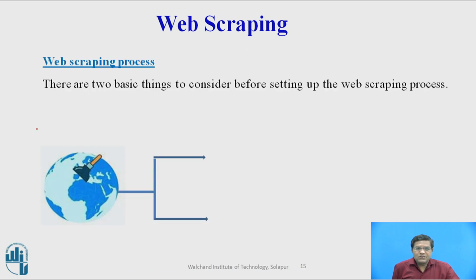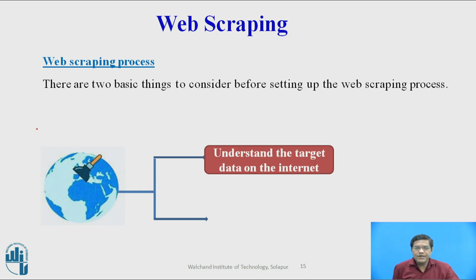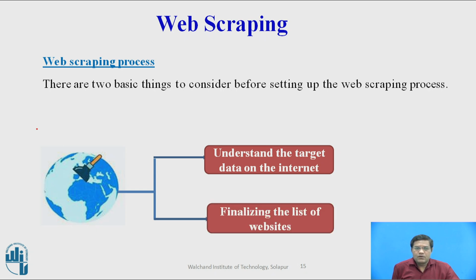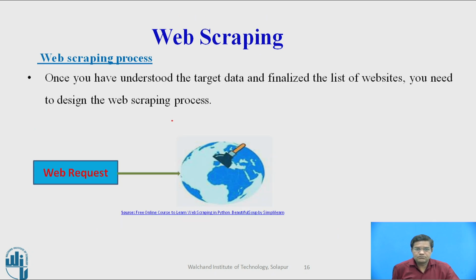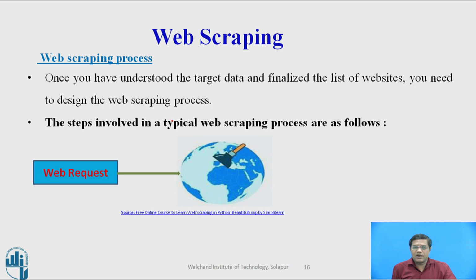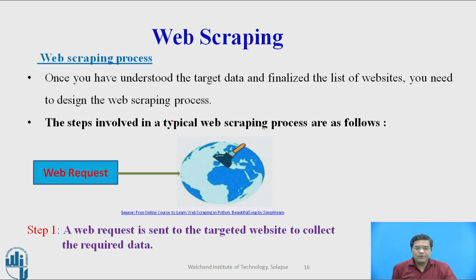Now, let us understand the web scraping process. There are two basic things to consider before setting up the web scraping process. First, we need to understand the target data on the internet, and accordingly we have to finalize the list of websites which can provide this target data. Once you understand the target data and finalize the list of websites, you need to design the web scraping process, and the steps involved are: first, a web request is sent to the target website to collect the required data.